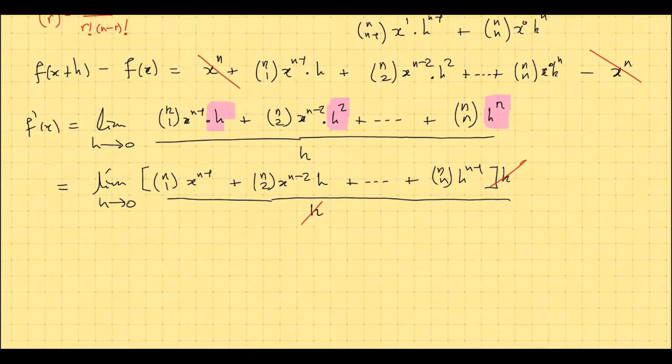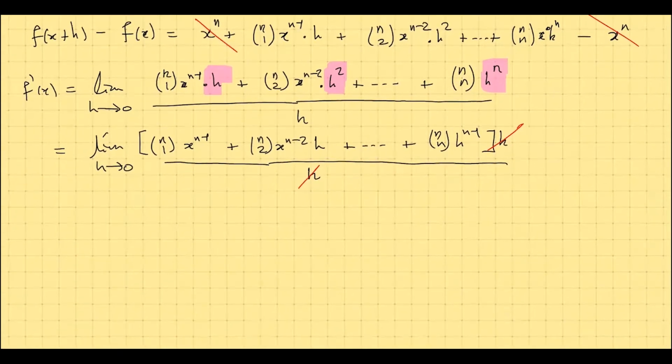So since we've got that, let's make a bit of room here. What we end up with is we still have this magnificent limit, but now we don't have a denominator. We just have a numerator. So things are looking a lot nicer.